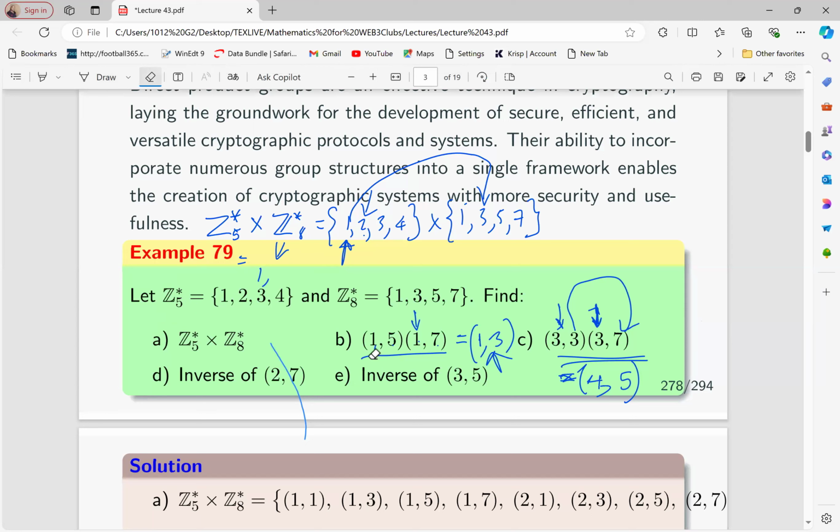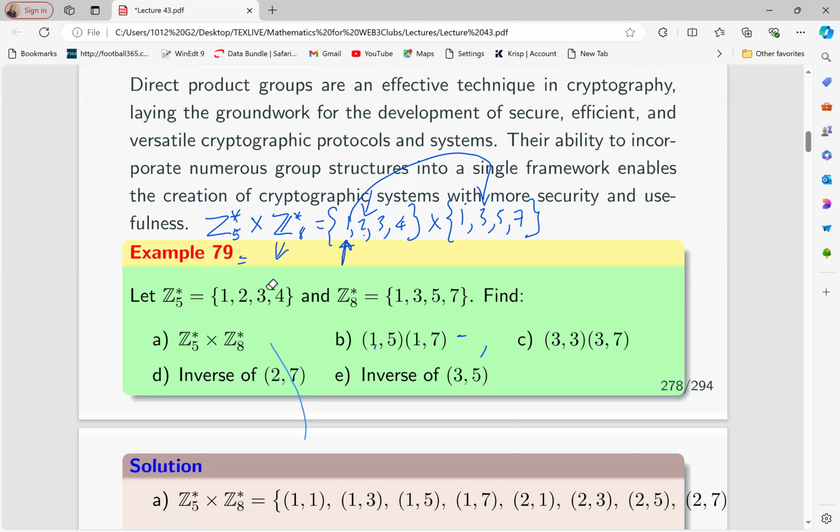Unless somebody has a question on how to multiply elements and how to get the elements of a direct product group. Of course, I've shown an example where the two groups are both multiplicative. I'll also show an example where they're both additive and an example where one is additive and another is multiplicative. You can combine an additive and a multiplicative group.